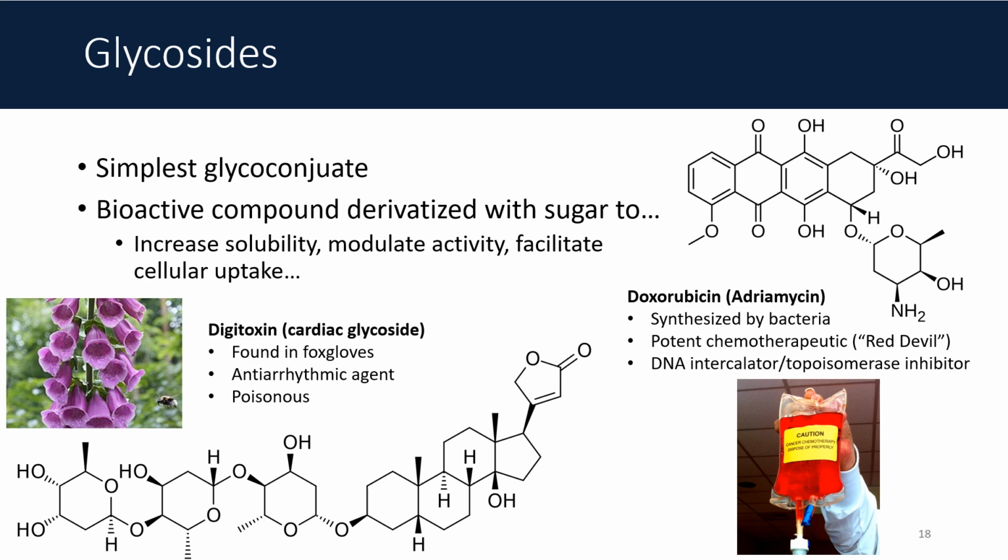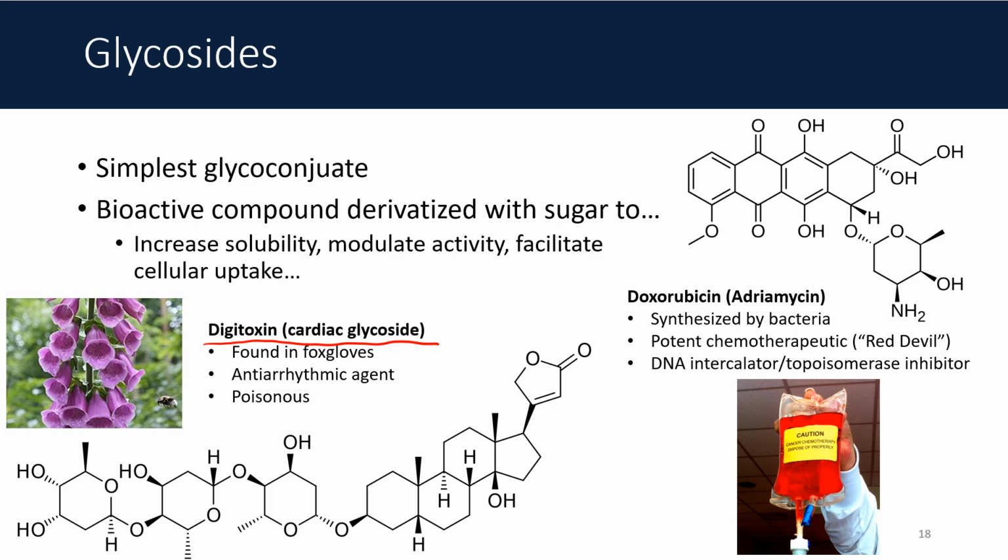Glycosides, by comparison, are the simplest type of glycoconjugate. It's usually just one sugar or a couple of sugars bound to any bioactive compound. And they're seen a lot in both poison and medicine. Digitoxin, shown over here, is an example of a cardiac glycoside, which is a compound that can mess with the heart's function.